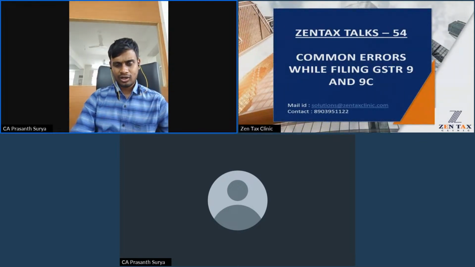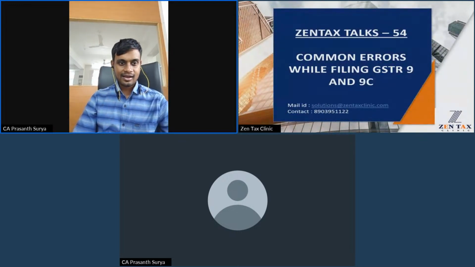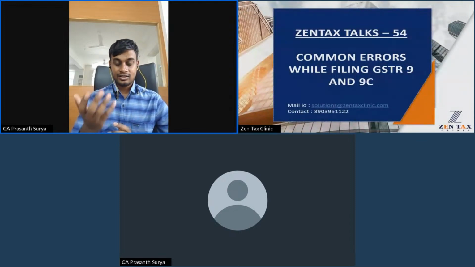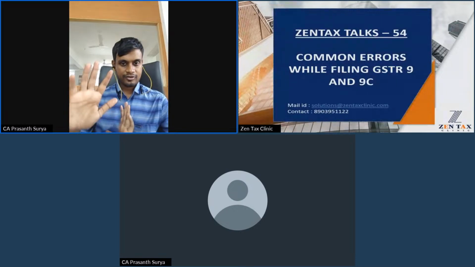If you are reporting it, it is not at all an issue. You can very well report it. It is not a big error. But the government will definitely scrutinize it. Whatever you are giving in Table 5, if you have rightfully made the Rule 42 and 43 reversal, the government will definitely check upon it. So please be aware of that.